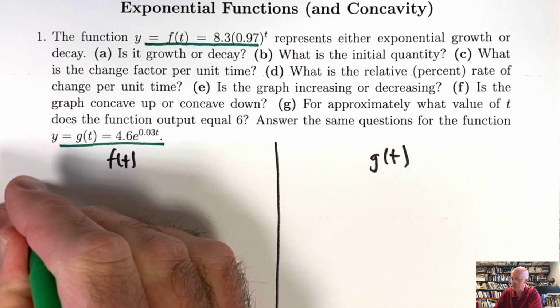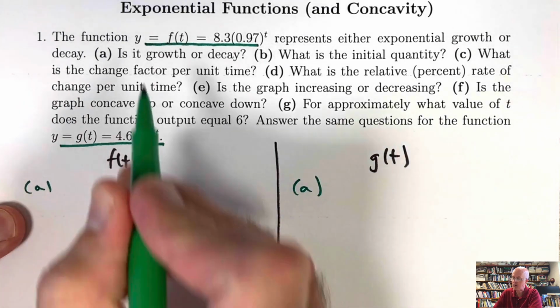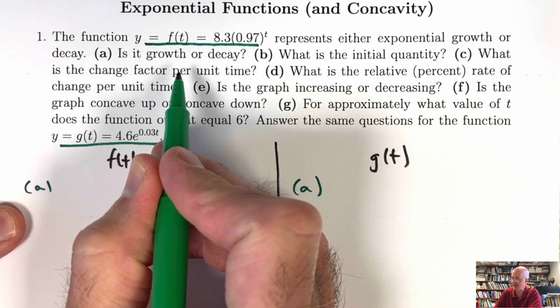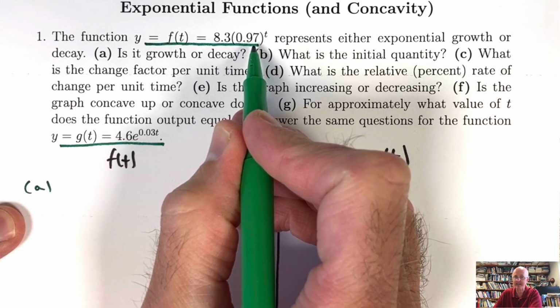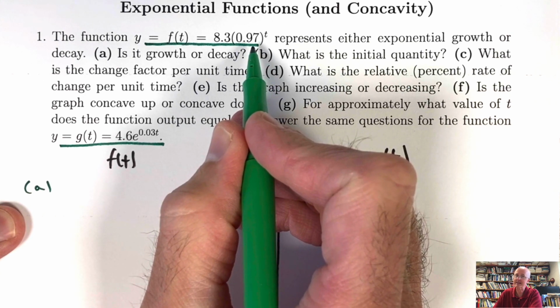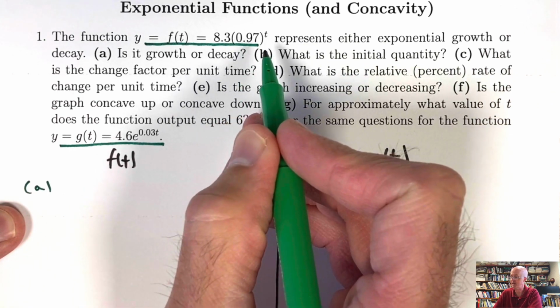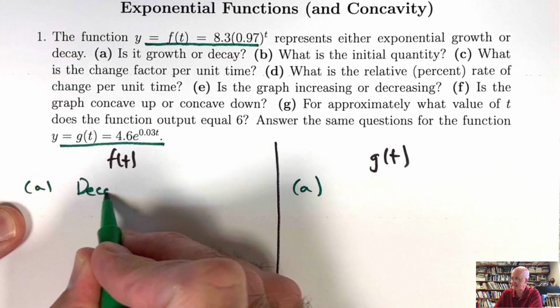Part A will do for both f of t and g of t. The question is, is it growth or decay? The key thing to look at is the base, the 0.97 in this case, for the f of t. That's less than 1. That means this is exponential decay. If it were greater than 1, then it would be exponential growth. So for f of t, part A, this is decay.